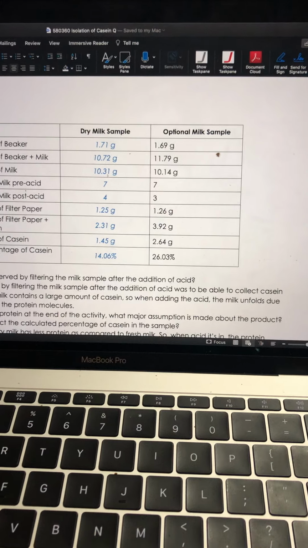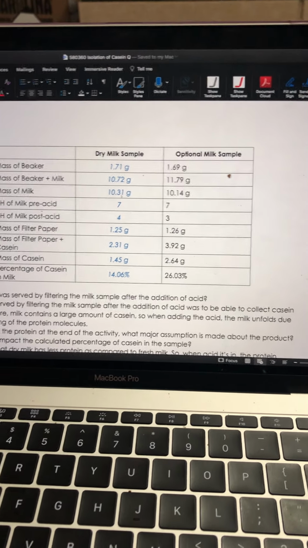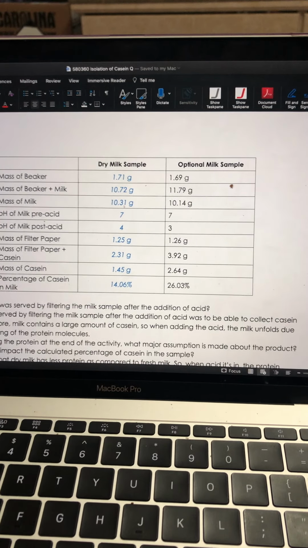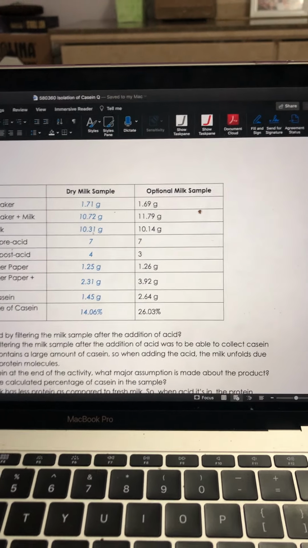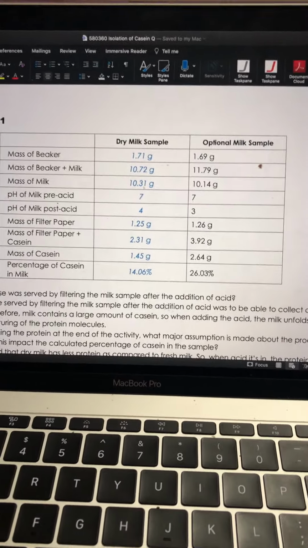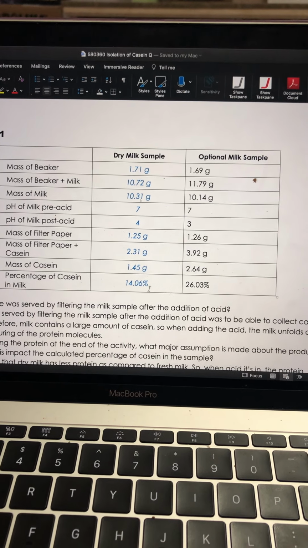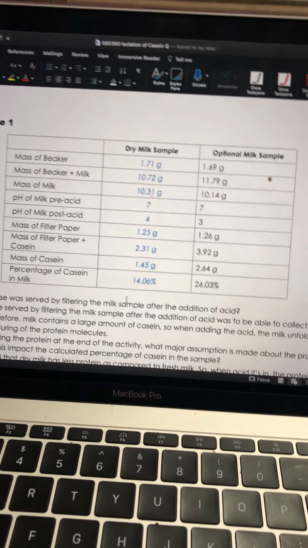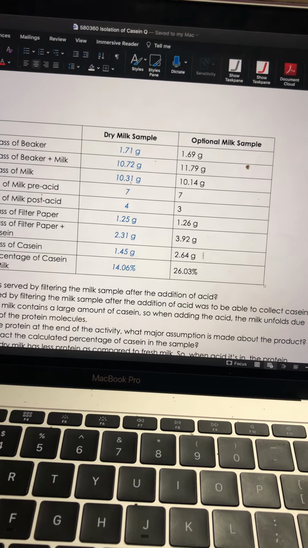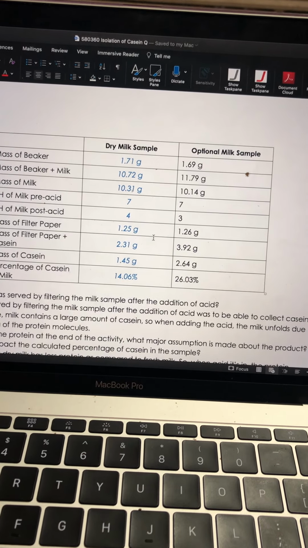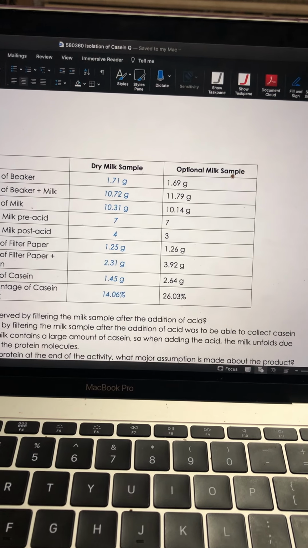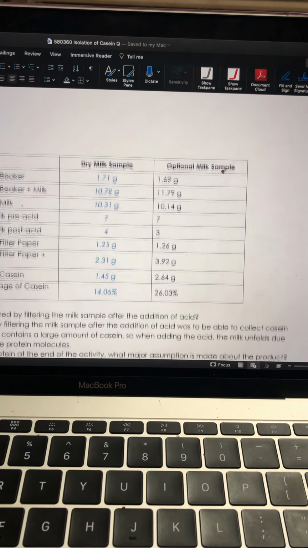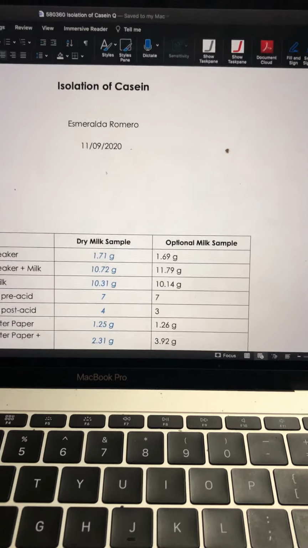And the percentage of the casein in milk for the dry milk was 14.06%, and for the optional milk sample was 26.03%. So yeah, there's a big gap in there. It increased, it was higher than the dry milk. And that's my data for the isolation of casein.